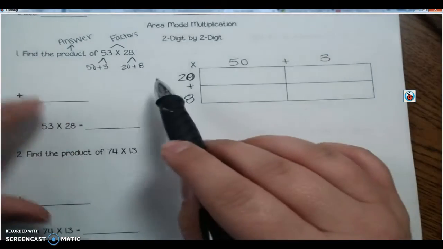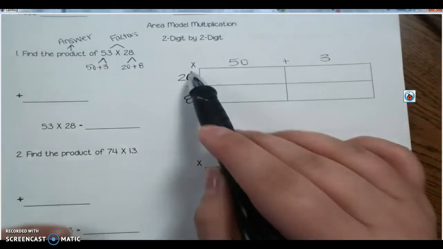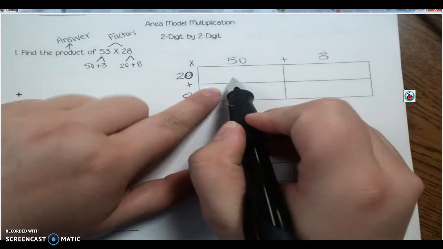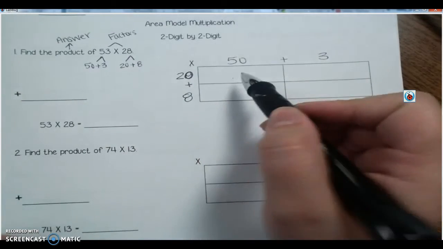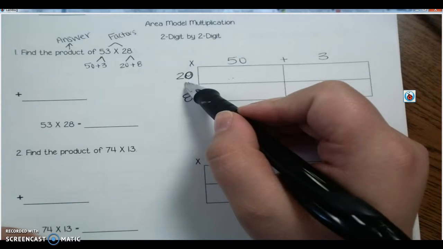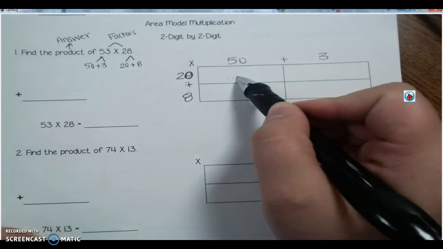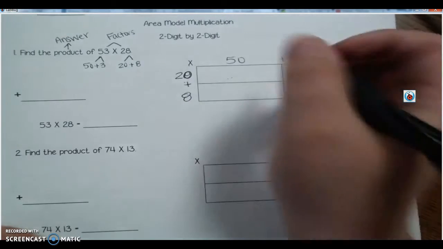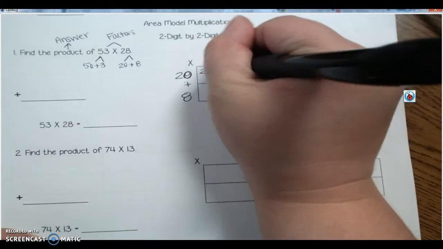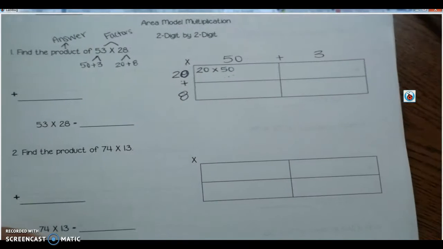After I've decomposed my numbers and put my numbers around the outside of my box, I'm going to start multiplying. Remember, to figure out what numbers to multiply for a given box, to find the area of that box, I need to look over. I'm going to multiply 20 times, now I'm going to look up, 50. So, to find the area of this box, you multiply 20 times 50.